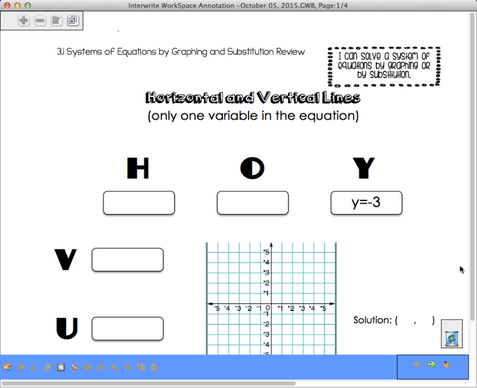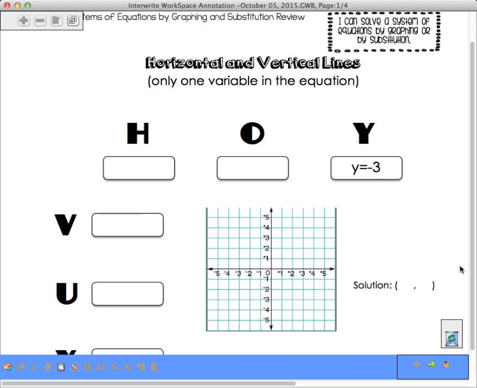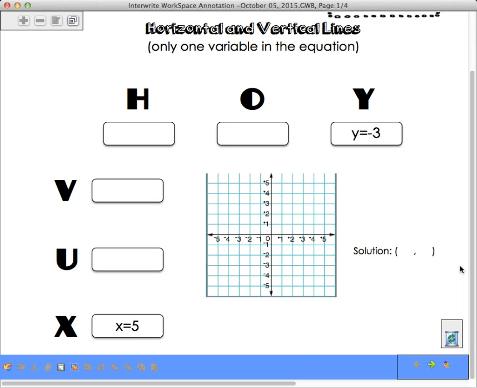Okay, we're going to start by reviewing horizontal and vertical lines. You know it's a horizontal or vertical line because there's only one variable in the equation. So, for instance, y equals -3. Y is the only variable. Or x equals 5. X is the only variable. We have this cute way of remembering it.